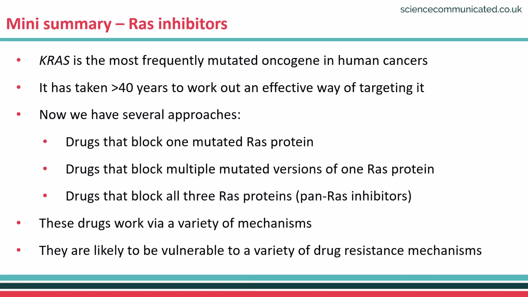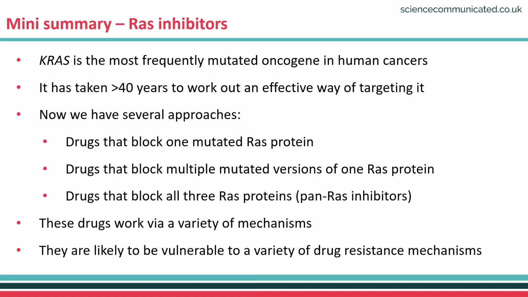So a little summary about RAS proteins and RAS inhibitors. KRAS is the most frequently mutated oncogene in human cancers. It has taken us over 40 years to find an effective way of targeting it. And now we're going to see so many of these drugs coming through in the years to come.